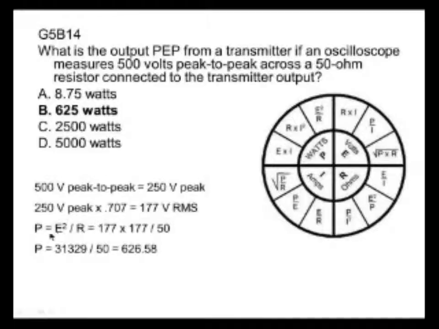Okay? And we use that same formula. Power is equal to the square of the voltage divided by the resistance. So we have 177 times 177 divided by 50. That equals 31,329 divided by 50, which is 626.58, which is real close to 625 watts.